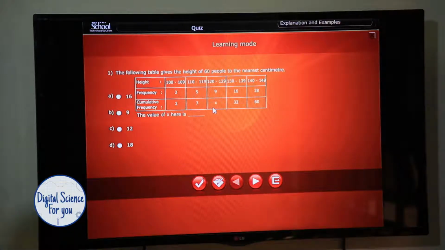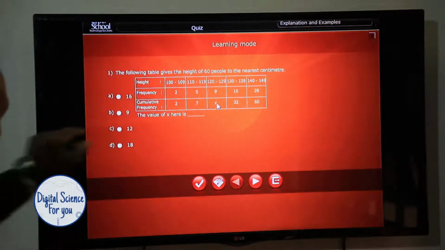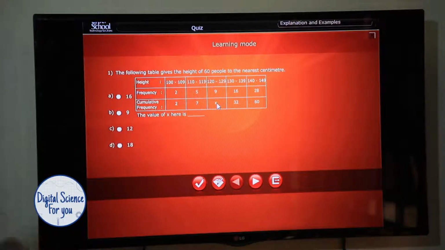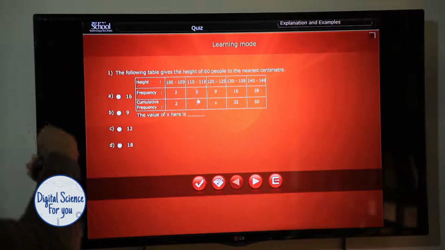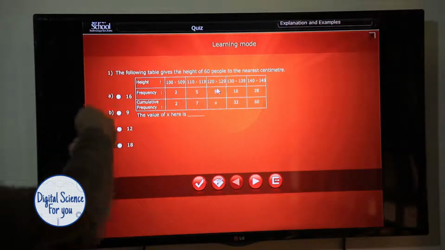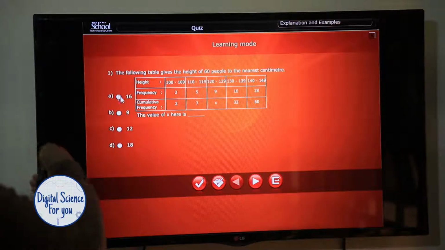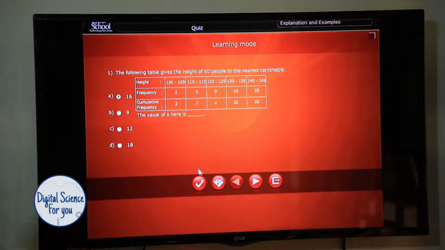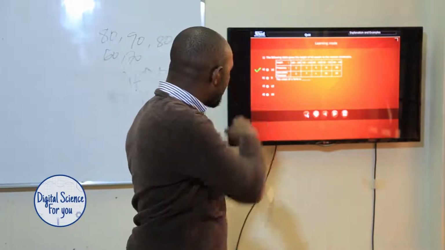So this was teaching me how to get cumulative frequencies. From 2, 5, 9, 16, 28, those are the frequencies. Remember we said we add, we cumulate. So 2 is the first one, 2 plus 5 gives me 7, then 7 plus 9 will give me what? 16. So I come and look at 16. If I come here to the check button and check, it will show me that that's a correct answer. If I add wrongly and get a wrong value, it will show me that's a wrong answer.